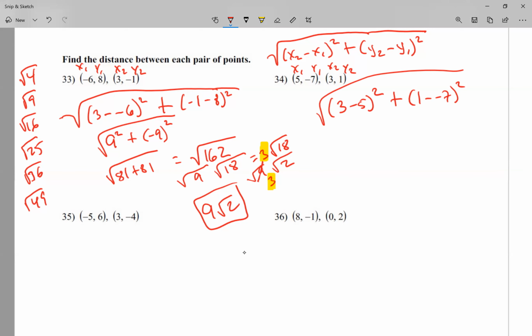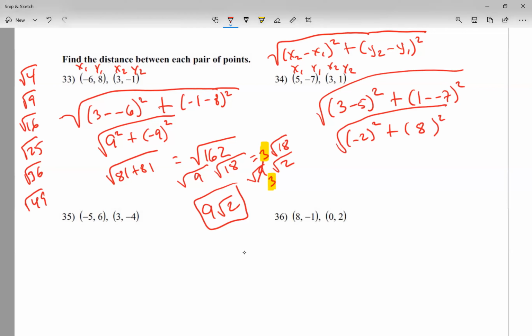All right, my first parentheses, 3 minus 5. I know that's a negative 2, and it's all squared. My second parentheses, 1 minus a negative 7. We know that's 8, which is squared. And again, all of this is inside a square root. My first parentheses, negative 2 squared, that's 4. 8 squared, that's 64. And all of this is inside a square root. I know 4 plus 64 is 68. And again, that's a square root.